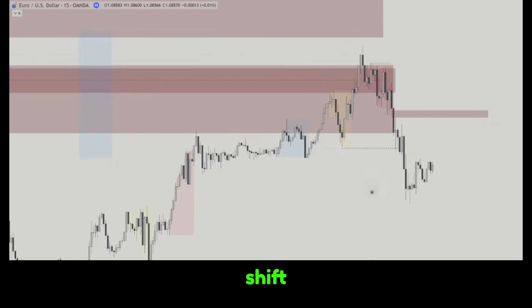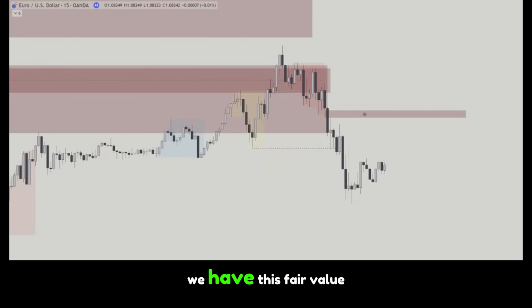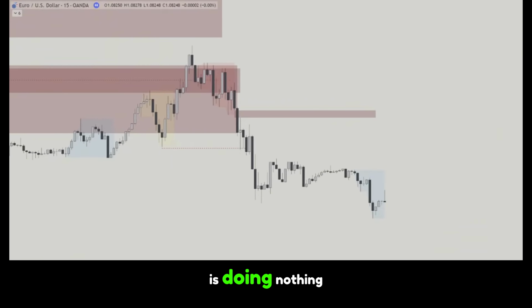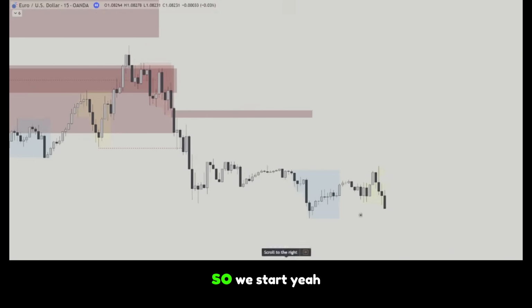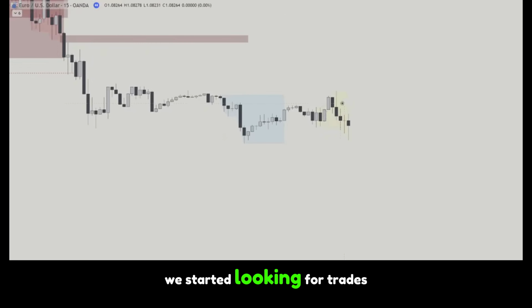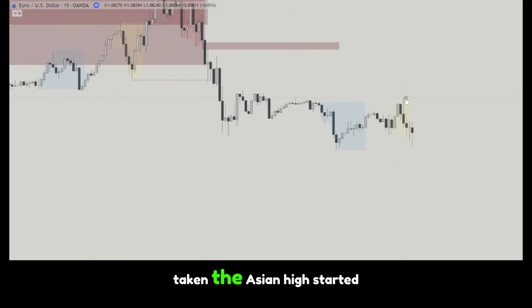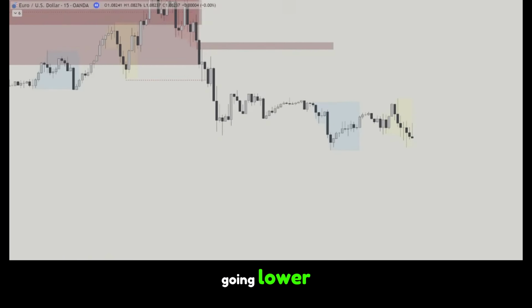So that's your market session shift, the main one. And now we have this fair value gap here. So as we see, price is doing nothing. This is the Asian session. So we started looking for trades here on the London and the New York. Price taking the Asian high, started going lower.